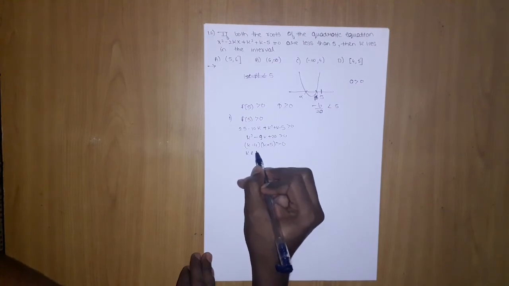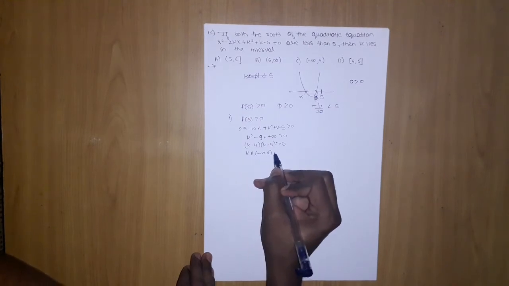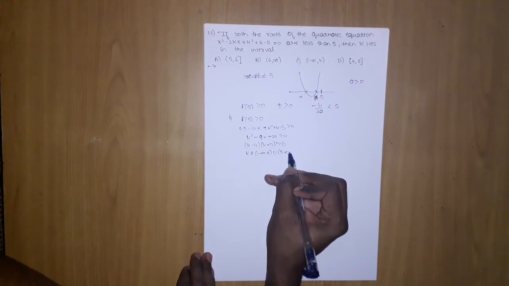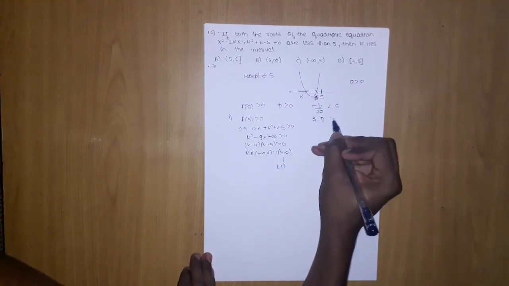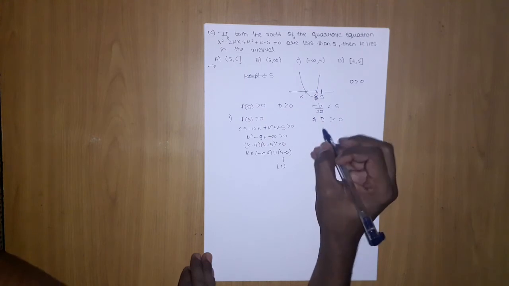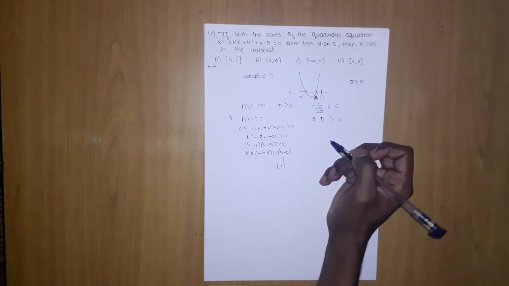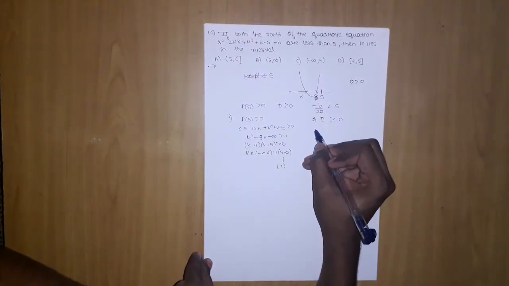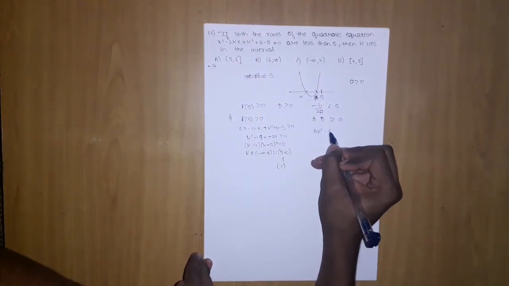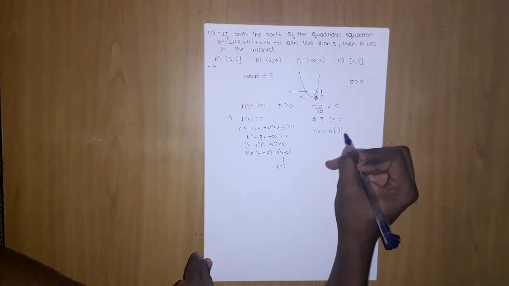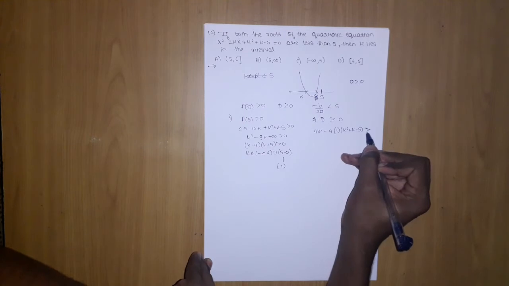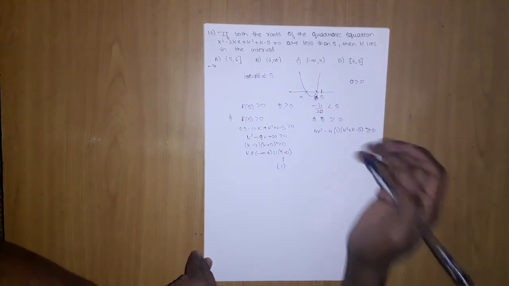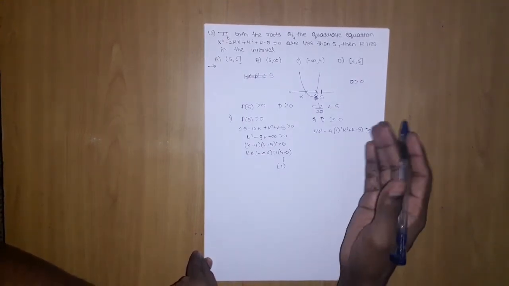So k belongs to minus infinity to 4 union 5 to infinity. This is, let me take it as 1. Now the second condition, D greater than or equal to 0. Let me apply it. D means b square minus 4ac, where b is 4k square, minus 4 into a, which is 1, into c, which is k square plus k minus 5, should be greater than or equal to 0. Okay, now we can remove 4.